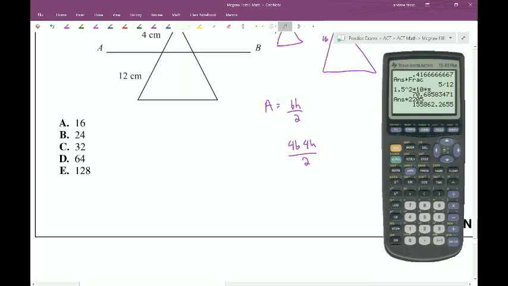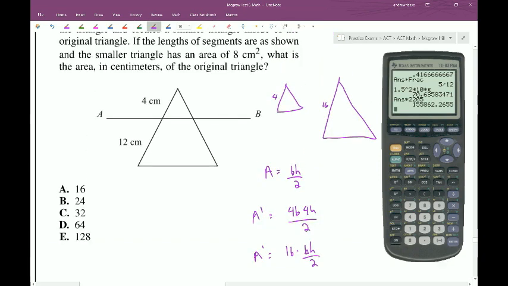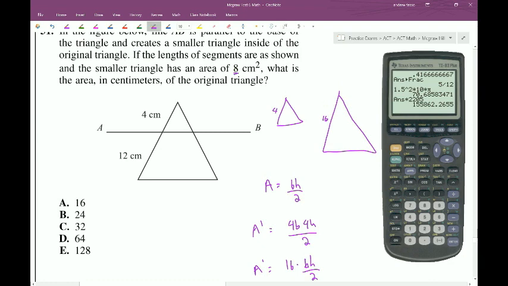So then if you rearrange this, this is the new area prime. So you'll get 16 base times height over 2. So it's 16 times the original area of the smaller triangle. So the smaller triangle has an area of 8, so now our answer would be 16 times 8.